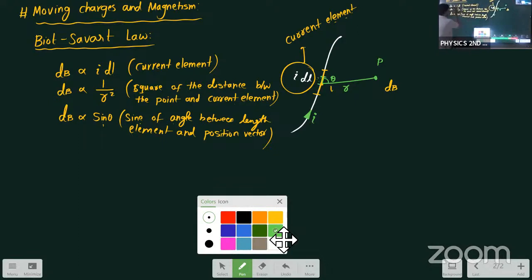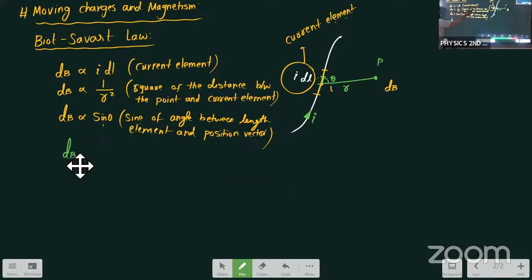And they finally have given one formula for us. What is that formula? See here, combine all these things. Magnetic field generated at one particular point P is directly proportional to what? I dl sine theta divided by r square.